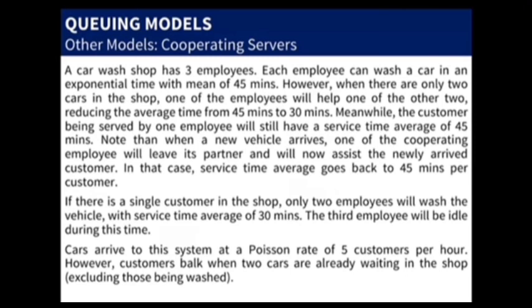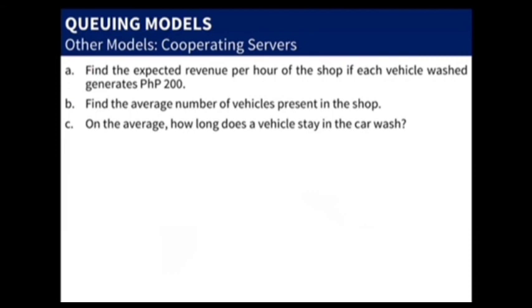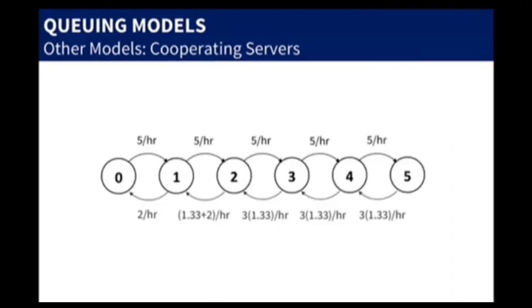Cars arrive to this system at a Poisson rate of 5 customers per hour. However, customers balk when 2 cars are already waiting in the shop, excluding those being washed. In order to solve the accompanying questions, the rate diagram of this queuing system must be constructed. Arrival rates are at 5 cars per hour except when there are 5 cars in the shop. These are modeled in the birth rates of the rate diagram.